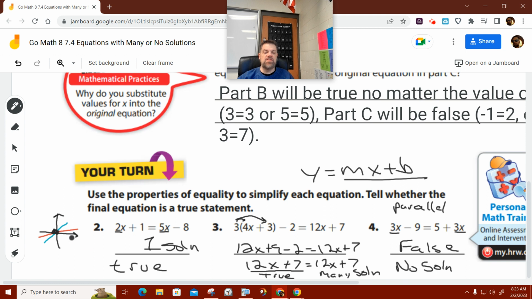If I graph these two lines wherever they are, actually, that's not necessarily accurate. Let me try to make it a little more accurate, because I know somebody will get frustrated. So 2x plus 1, this will probably cross like this.